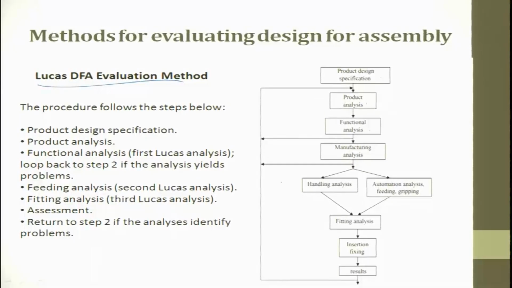After manufacturing, there are 2 steps, one is handling, the other one is feeding. So, handling analysis, automation analysis, feeding and gripping, and then both are put together, we do a fitting analysis, then insertion, fixing, and then finally you get results. Here if you have a problem after manufacturing analysis, again we go to loop 2, and if we have a problem after the results, once again we go to step 2 and start reiterating. So, interestingly, functional analysis, manufacturing analysis, handling analysis and feeding analysis are all talked about in the Lucas method.